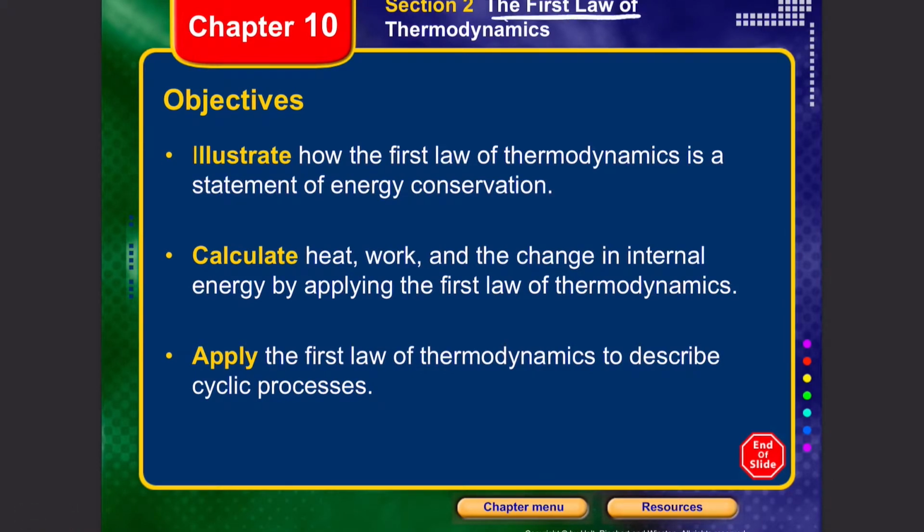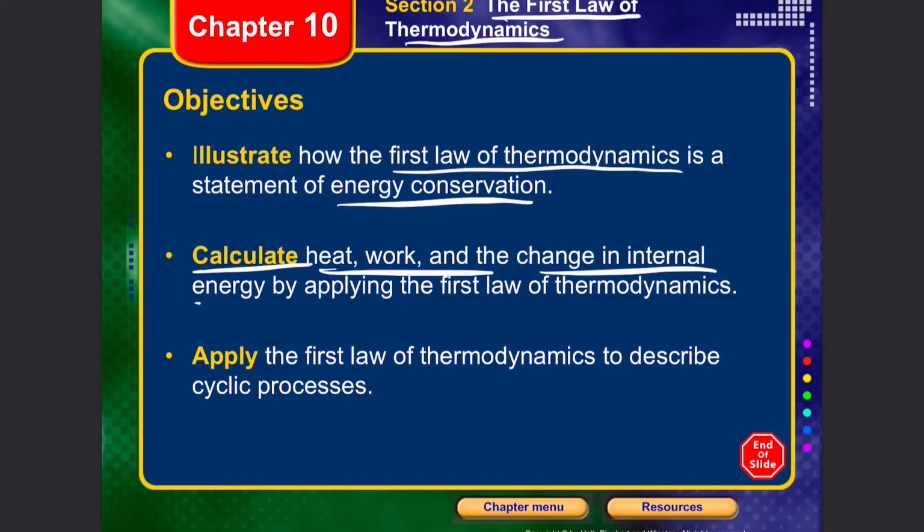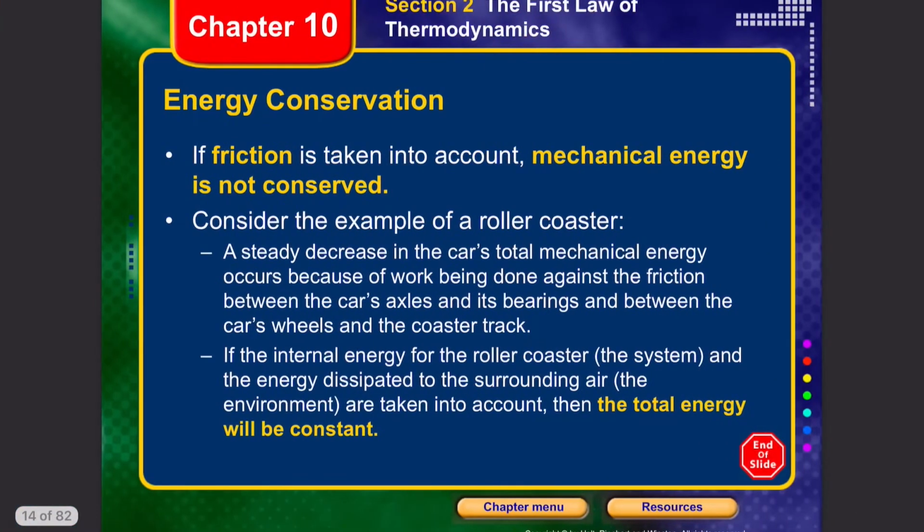So let's come to section 2, the first law of thermodynamics. The objective here is to first see how the first law of thermodynamics is basically a statement of energy conservation, and we'll try to calculate heat, work, and the change in internal energy by applying the first law of thermodynamics, and finally apply it to cyclic processes. Now, what is energy conservation here?